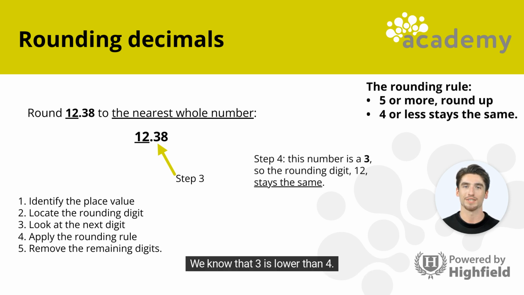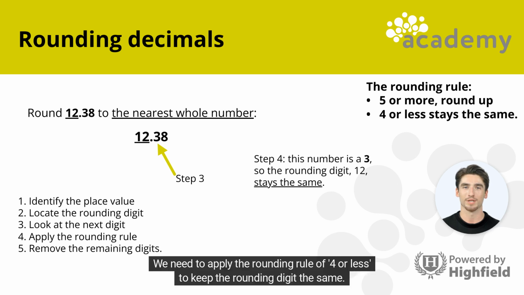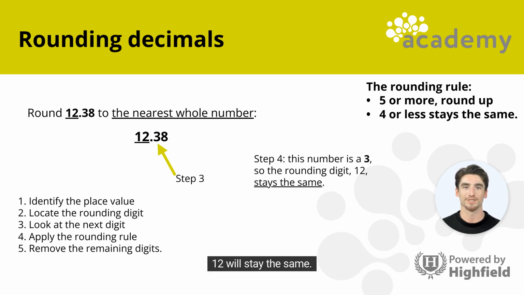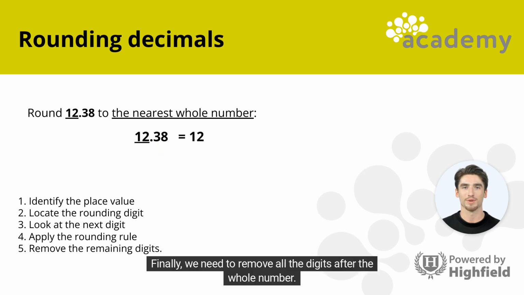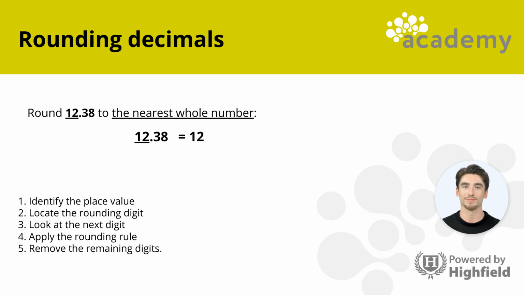We know that 3 is lower than 4. We need to apply the rounding rule of 4 or less to keep the rounding digit the same. 12 will stay the same. Finally, we need to remove all the digits after the whole number. Therefore, 12.38 rounds to 12.